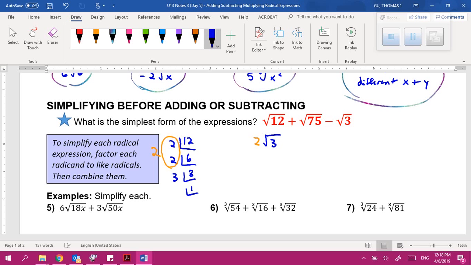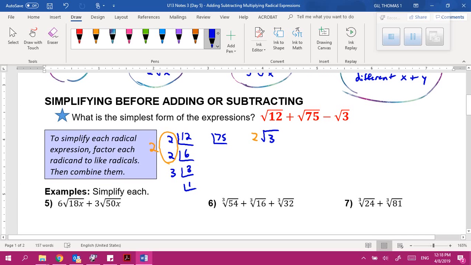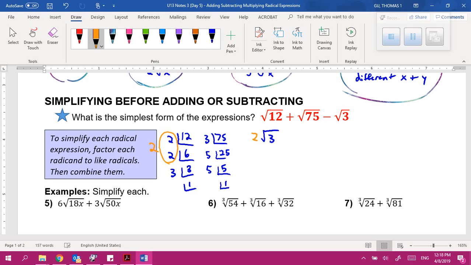Now let's do the same thing with 75. What can I divide 75 by? 3 gives me 25. What can I divide 25 by? 5, which gives me 5. What can I divide 5 by? 5, so I see my pair right there, my pair of 5s. So what does the square root of 75 simplify to? Right. And remember, I still have this minus square root of 3 at the end, right? So now look, after simplifying the radical terms, now they all have the same radicand, which means that I can combine the terms. So what would my final answer be?